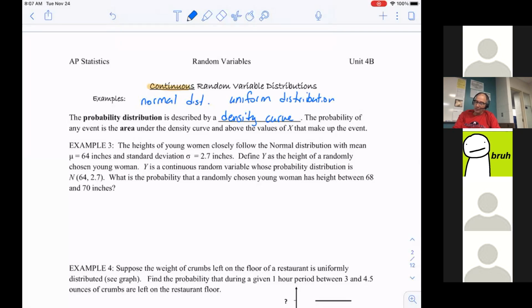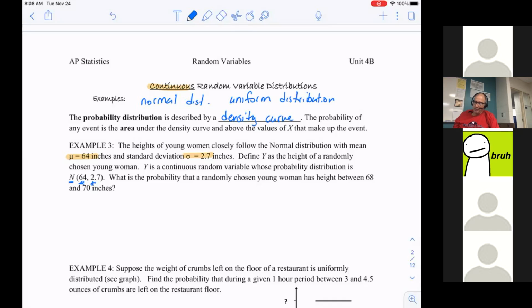The heights of young women closely follow a normal distribution with a mean of 64. This is a nice one because it's actually got all of our stuff labeled. We need to start getting in the habit of labeling if it doesn't. So we have a mean of 64 and a standard deviation of 2.7. Define y as the height of a randomly chosen young woman. Y is a continuous random variable whose probability distribution is N(64, 2.7), and again, making sure that we understand notation. The N tells you it's normal, the 64 is the mean, and the 2.7 is the standard deviation, which we knew already, but just in case they give us that notation straight up.